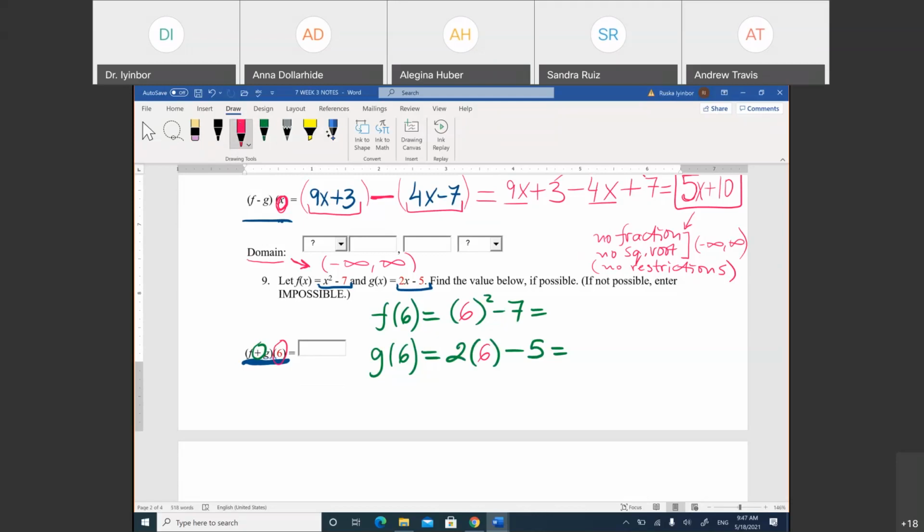Now, you can put it in the calculator or you can just do it in your head. 6 times 6 is 36. What is 36 minus 7? 29, right?